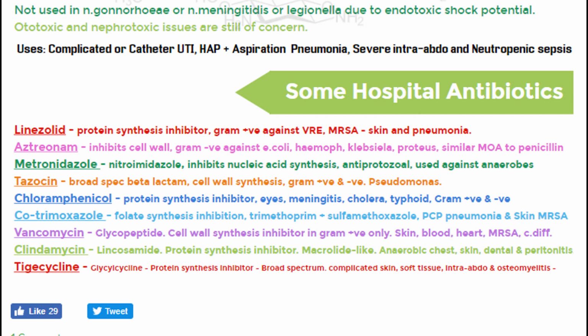Tetracycline is a protein synthesis inhibitor. It is a broad spectrum antibiotic. It's used in complicated skin, soft tissue, intra-abdominal infections, and osteomyelitis. It is an orangey colour. It's given over a long period of time because it has good penetrance into bone. Very few antibiotics have very good penetrance into your bone, and it's one of the ones that you can be on for a long period of time in an attempt to get rid of osteomyelitis.